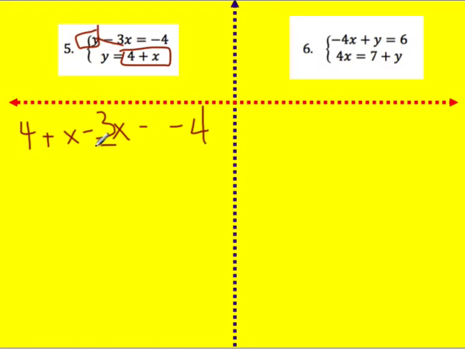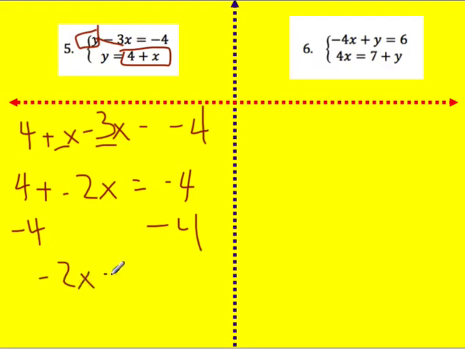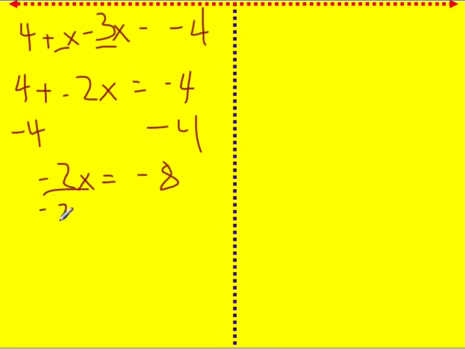So now I need to combine my x terms. So the 4 will stay the same. X minus 3x is going to give me a negative 2x, and that's equal to a negative 4. So now I need to get that 4 over to the other side. Since it's positive, I'm going to go ahead and subtract 4 from both sides. So I get negative 2x is equal to a negative 8. Then I'm going to divide both sides by a negative 2, and I get that x is equal to 4.